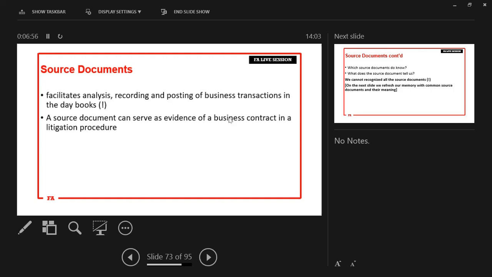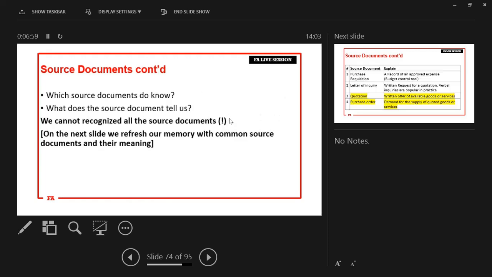I want us to proceed, and this work is going to be given to you. Can you please bring out some of the source documents that you might know? Which source documents do you know? And what does the source document tell us? Let's go. It's your time now to say something. Which source documents do you know?